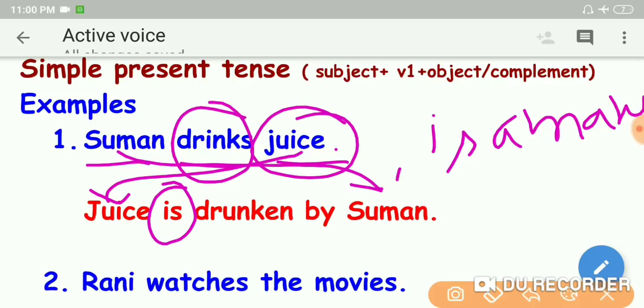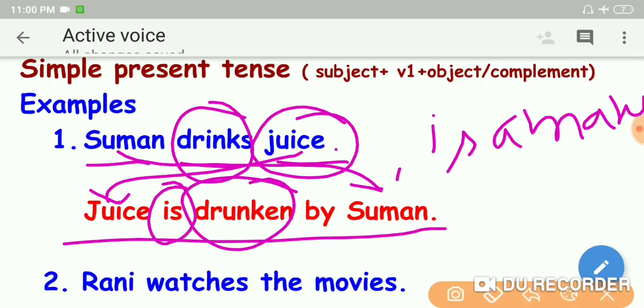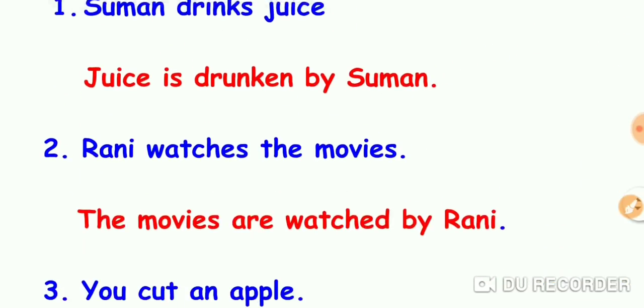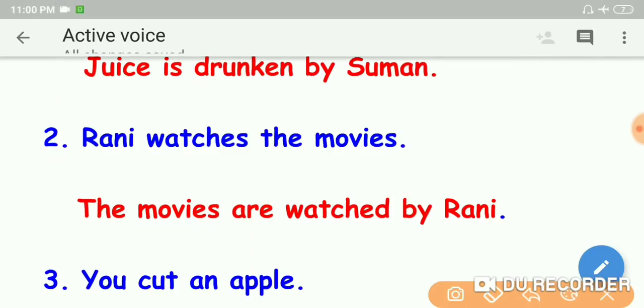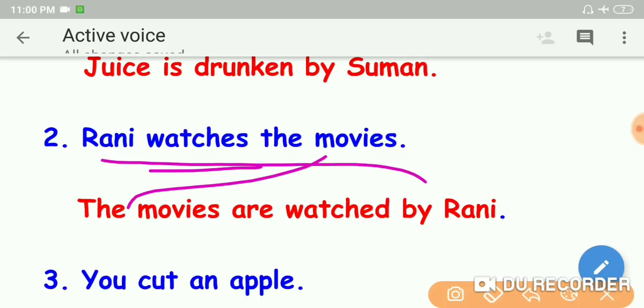Again, drinks, the V3 form of drinks is drunken. So this is the passive voice, my dear friends. So next, second sentence, Rani watches the movie. Here also watches is the transitive verb. So movie is brought to subject position, Rani is sent to the object position. Again, watches changes, watch V3 form of watches is watched.